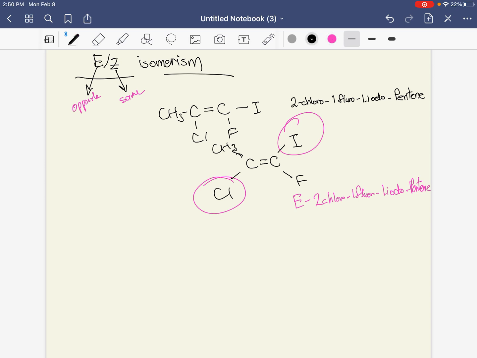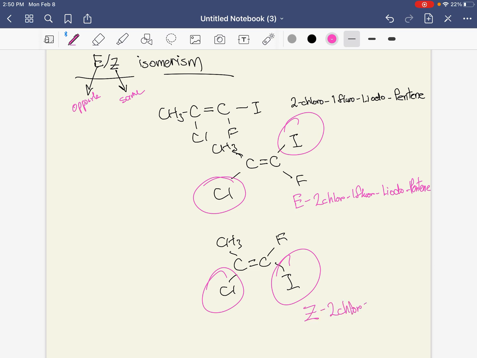So what does the Z counterpart look like? Well, the Z counterpart will look like this, I guess. If we were to keep one direction the same, we'll just flip the other. As you can see, in terms of heavier group, this is heavier. For this one, this is heavier. You can see that both are sticking in the down direction. So this is your Z. 2-chloro-1-fluoro-1-iodo-pentene. Okay? That's pretty crazy if you ask me.